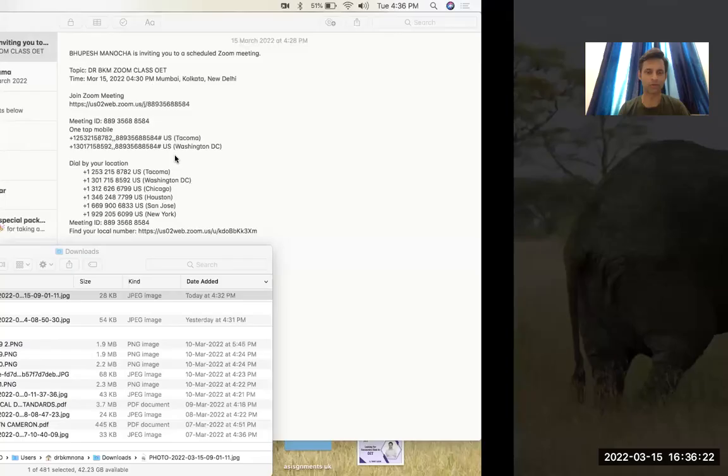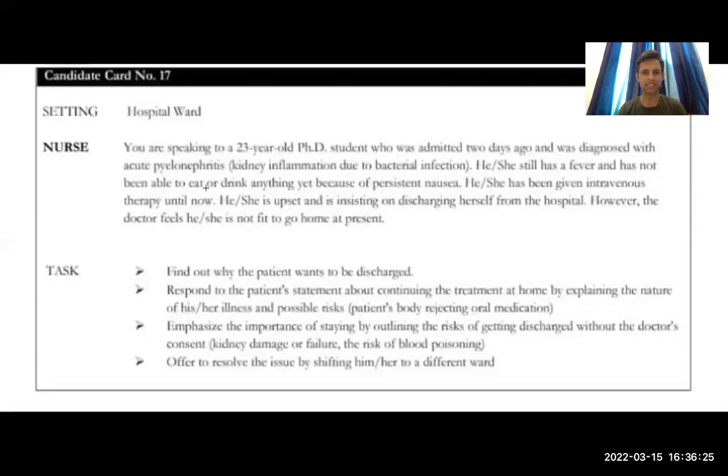So this is a very simple role play in which the patient is 23 years old. He is a PhD student. He was admitted 2 days ago and was diagnosed with acute pyelonephritis, that is kidney inflammation due to a bacterial infection. He still has a fever and has not been able to eat or drink yet because of persistent nausea. He has been given intravenous therapy until now. So IV therapy is going on.